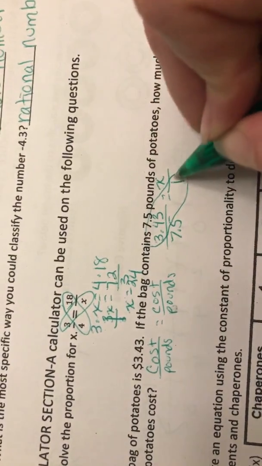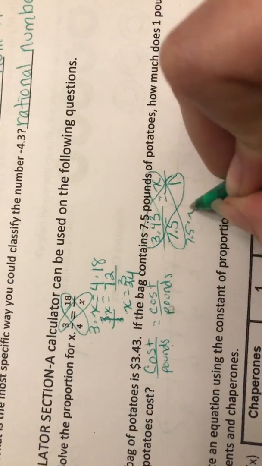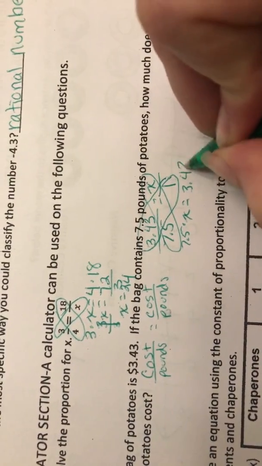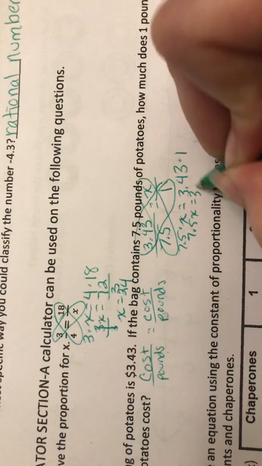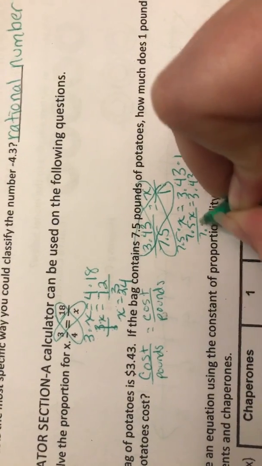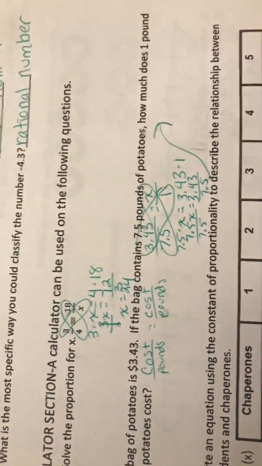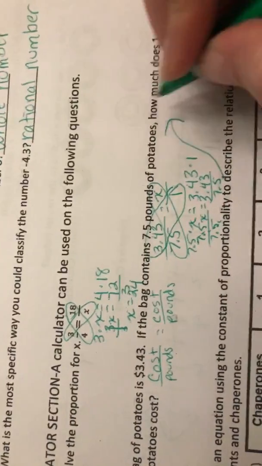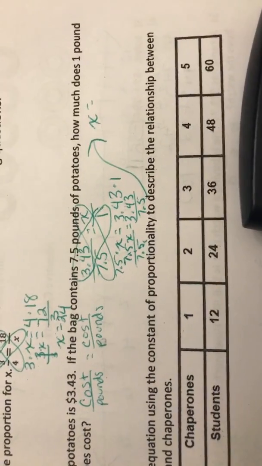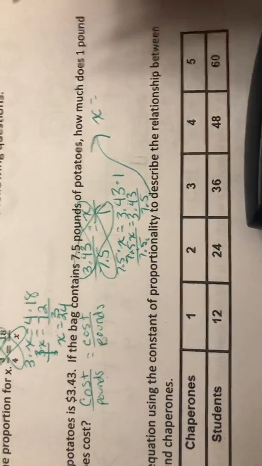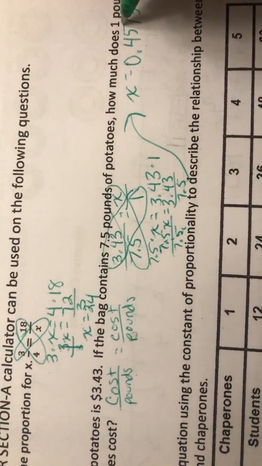From here, we're going to create our band-aids. We know that 7.5 times x equals 3.43 times 1. That gives us 7.5x equaling 3.43. We divide both sides by 7.5 to get x by itself. Running out of space. My 7.5's cancel. So I'm left with x equals 3.43 divided by 7.5 equals 0.4573, where the 3 repeats.